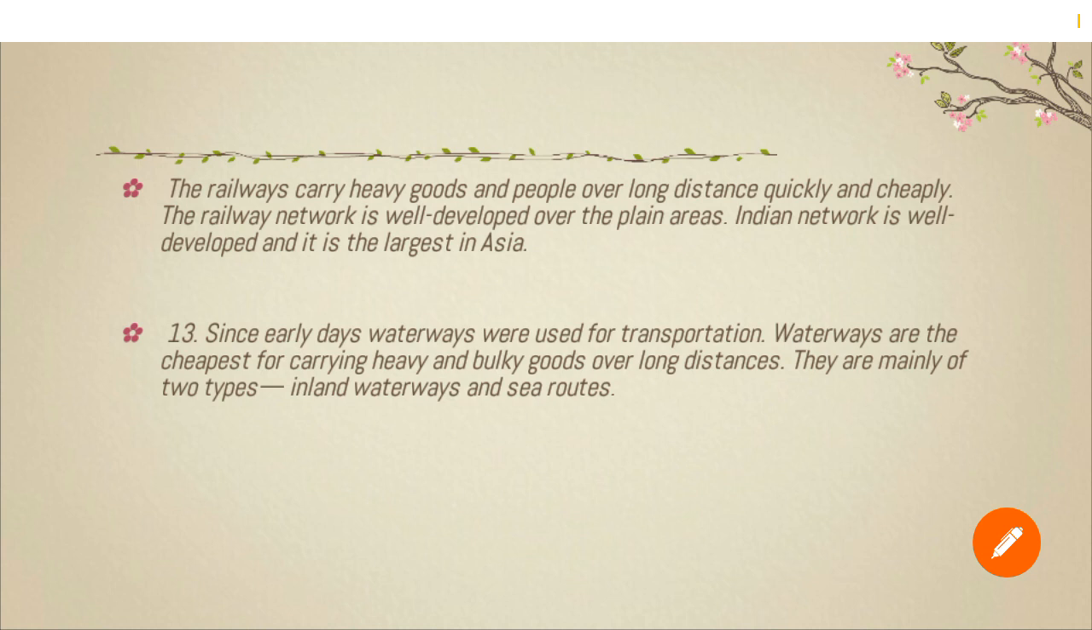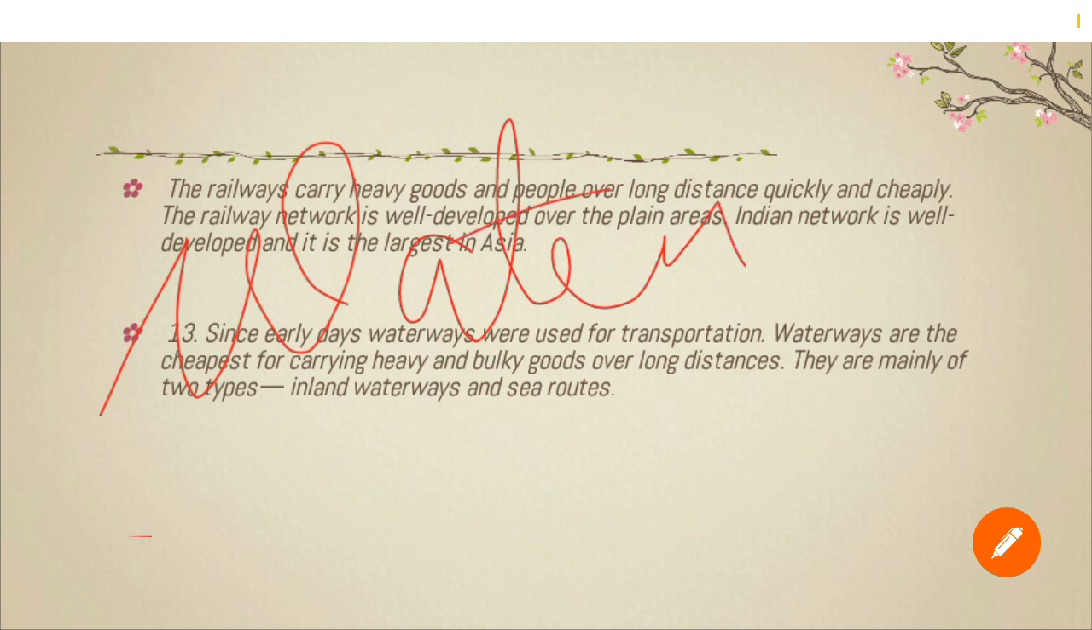We have talked about roadways and railways also. Now, waterways and airways. Let's talk about waterways first. Waterways are of two types, but first let's talk about what waterways are. Waterways means going by water.